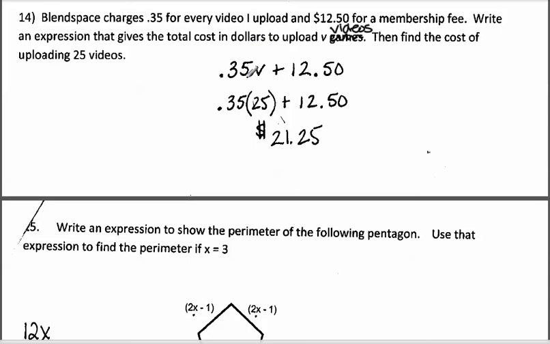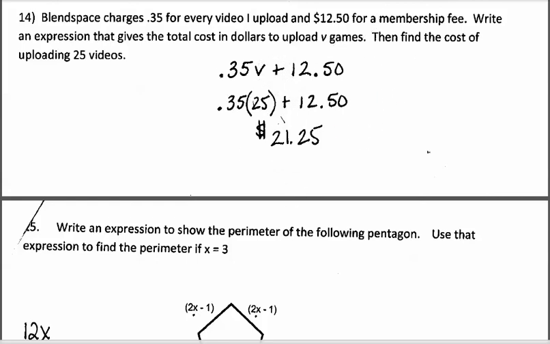Okay, so it's 35 cents per video, V, plus $12.50 for the membership fee. Okay, so this right here is 1 point on the test. You're getting a point for just writing the expression. Then you plug in 25 because that's the number of videos that I'm making. Take 35 cents times 25 and add the $12.50 and you get $21.25. Okay?